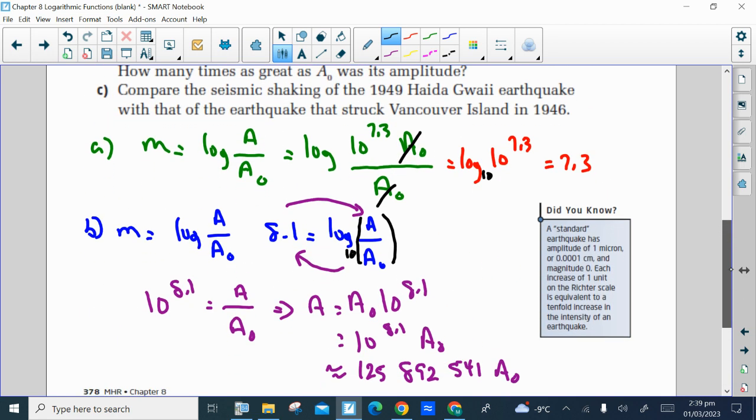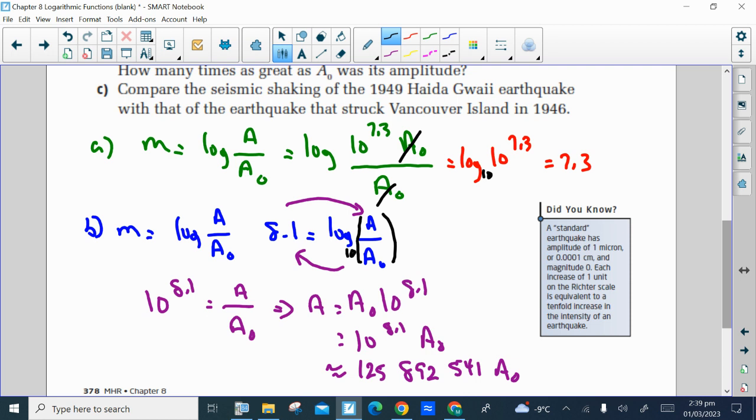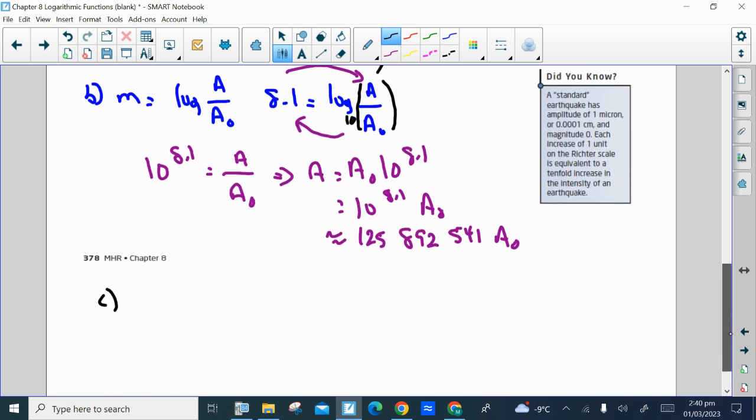Part C. Compare the seismic shaking of the 1945 Haida Gwaii earthquake with that of the earthquake that struck off Vancouver Island in 1946. So we want to compare them. We're going to see how many times more intense one is compared to the other. And we would do that by using division, right? If you want to compare, let's say, two student IQs, you take one IQ and divide it by the other, and that would tell you how many times more intelligent one student is compared to the other. Not going to mention any names here. But you're going to use division.